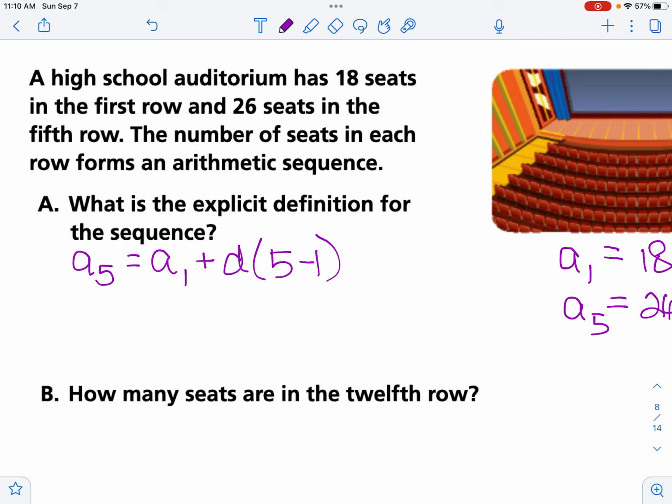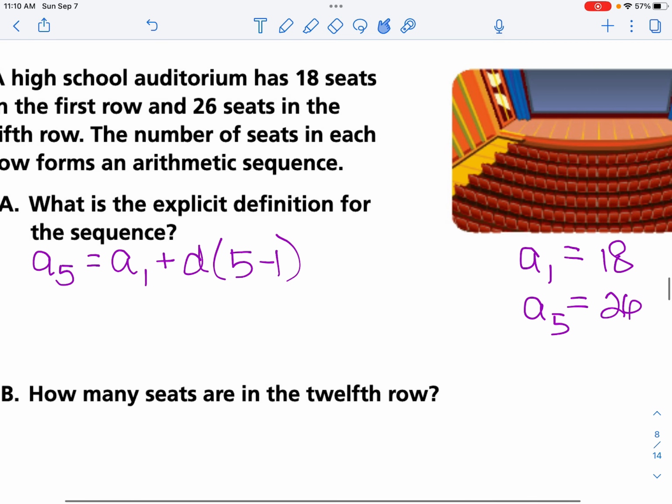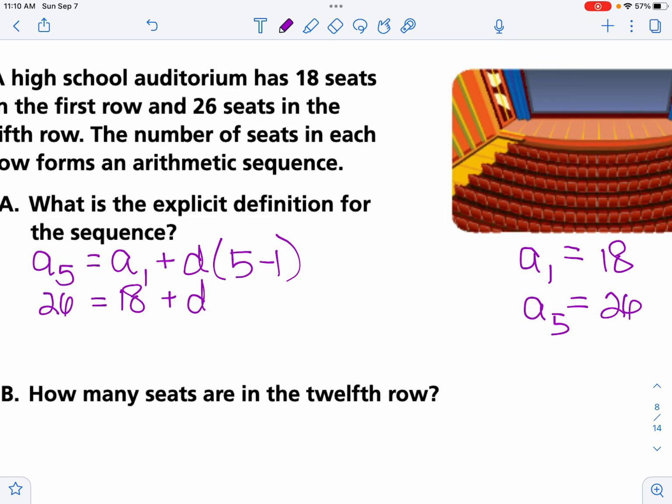Okay, now I can plug in everything I know here and solve for my common difference. Now I do know that a sub 5 is 26. This is 18. The common difference I don't know. Okay, so I have 26 equals 18 plus 4d.